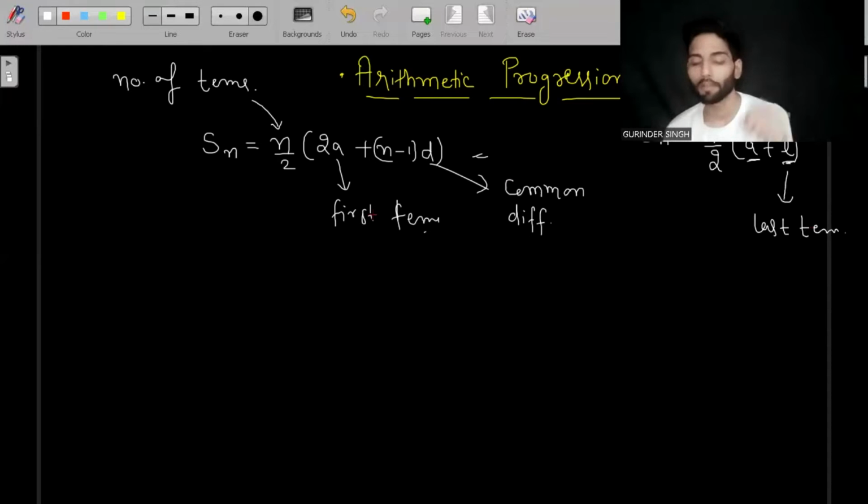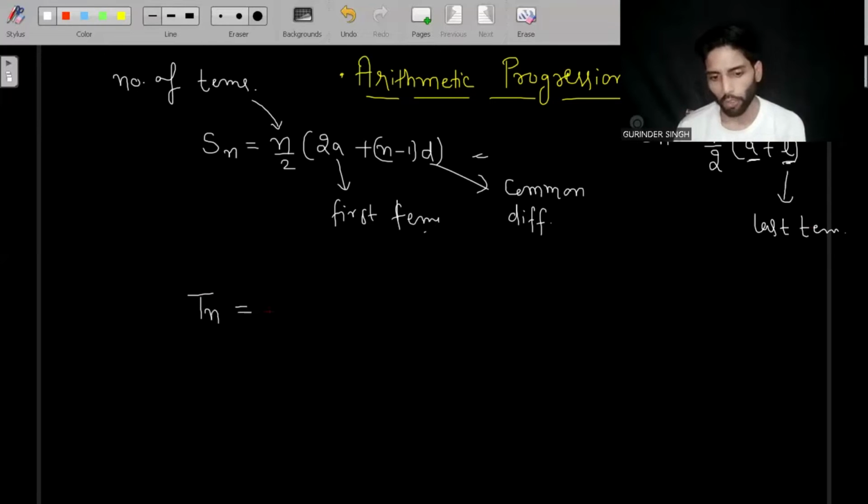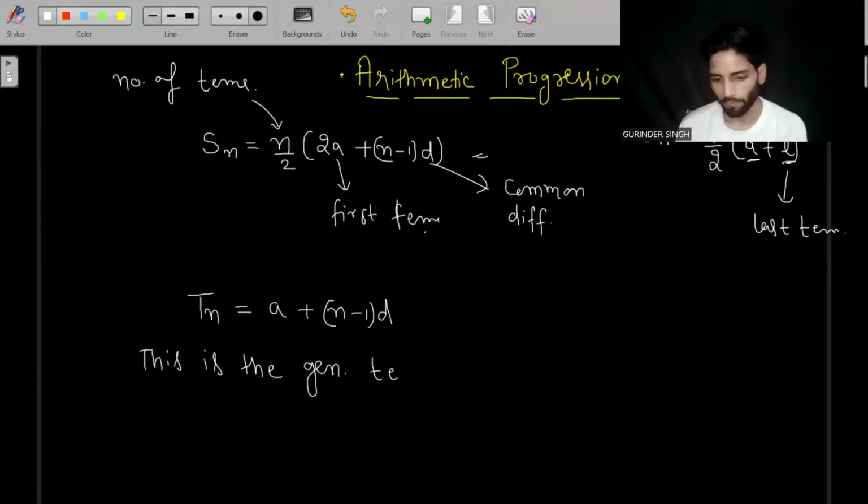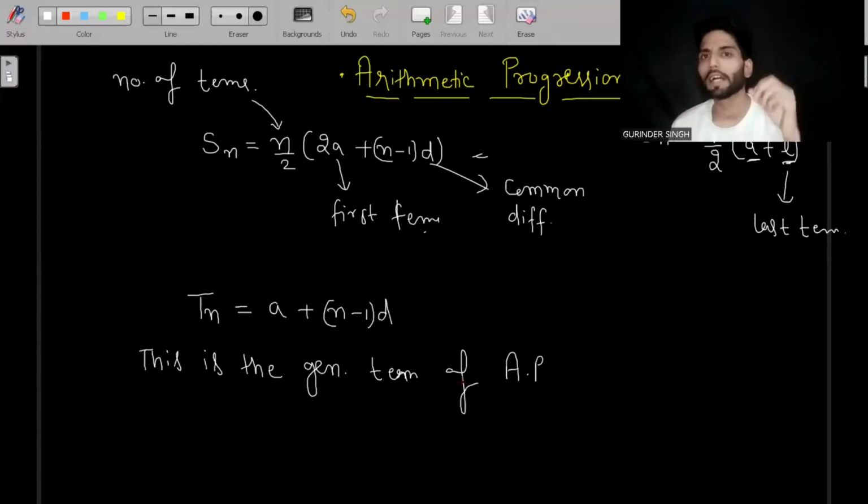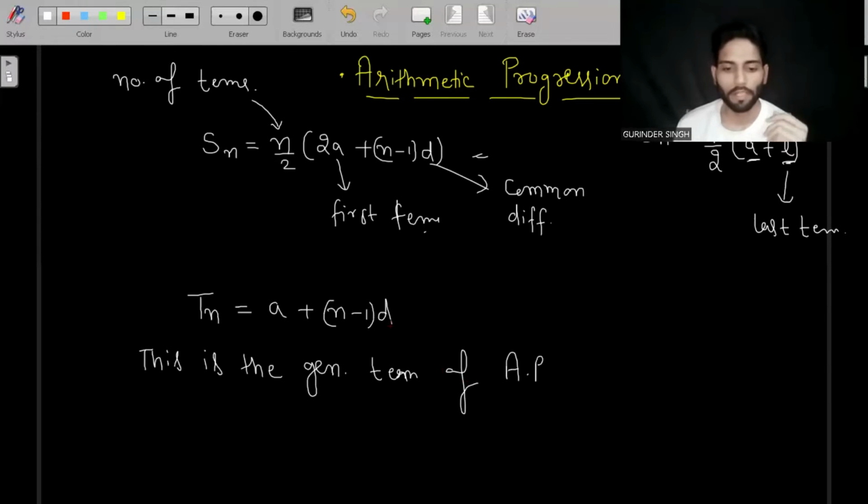And we are also going to derive one more formula, the general term of our AP. So what is the formula for the general term? Tn is equal to a plus n minus 1 multiplied by d. This is the general term of an AP, so any term you can write in general form. I'm going to derive this also. Okay, let's add some pages.